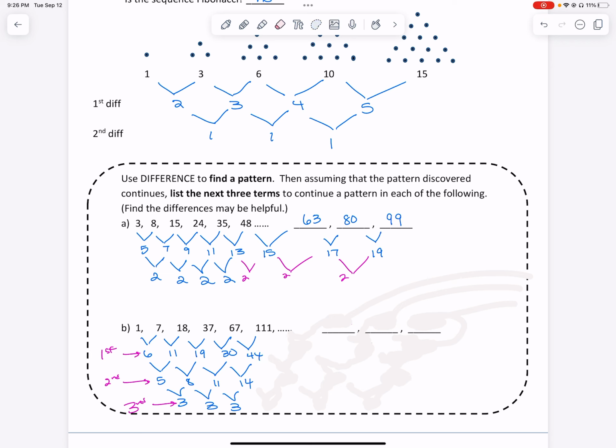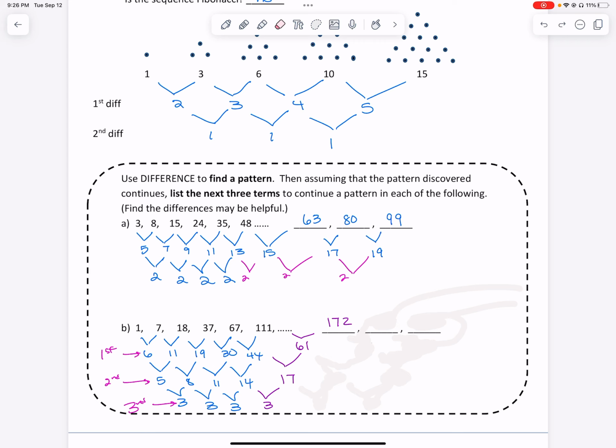And then I got to add 17 to that 44. So now I know I've got to add the 17 to the 44 to get 61. And that is what I'm going to add to 111 to get the next one, 172.